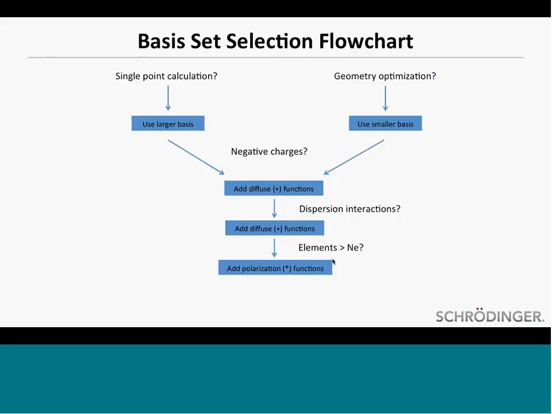So here's the basis set selection workflow. If you're running a single point calculation, you want to use the larger basis set, as stated before. If you're doing a geometry optimization, you want to use a smaller one. If there are negative charges, you're going to want to add diffuse functions, and that is also true if there are dispersion interactions as well. And then finally, if you're studying any of these heavier elements where we expect them to be more polarizable, you're going to want to add polarization functions too.